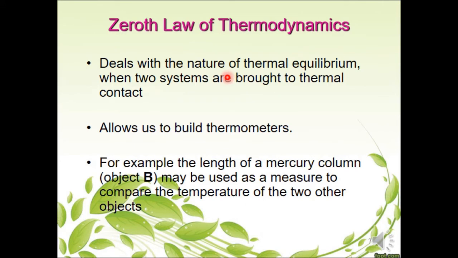The zeroth law of thermodynamics deals with the nature of thermal equilibrium when two systems are brought into thermal contact. This is why the thermometer was developed. When you put a thermometer under your armpit or under your tongue, it measures the temperature of your body, because thermal equilibrium is reached between your body and the thermometer.